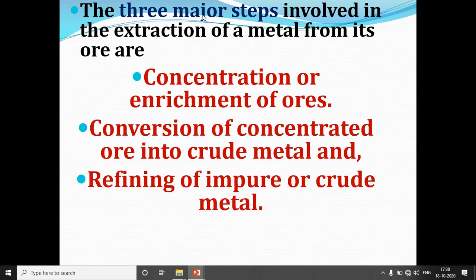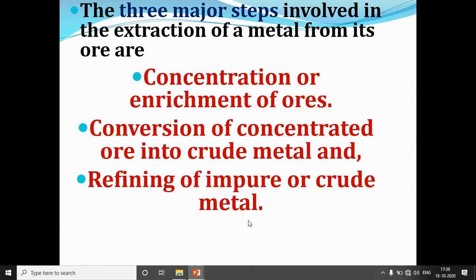So what are the three major steps in the extraction of metal? First one is concentration or enrichment of ores, then conversion of concentrated ore into crude metal, then refining of impure or crude metal. Understood, children? So let us see briefly about the extraction of metal.